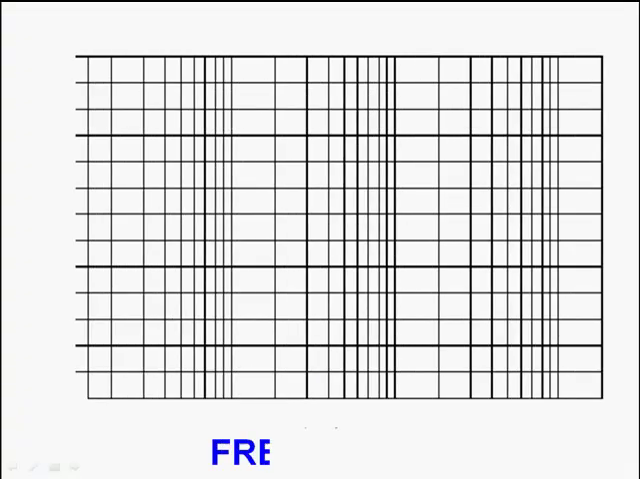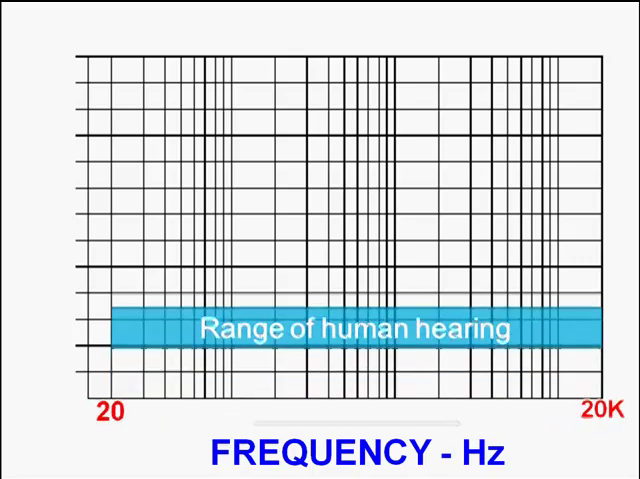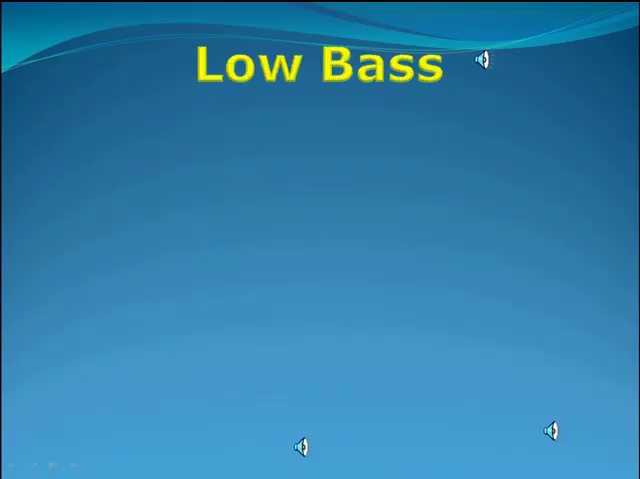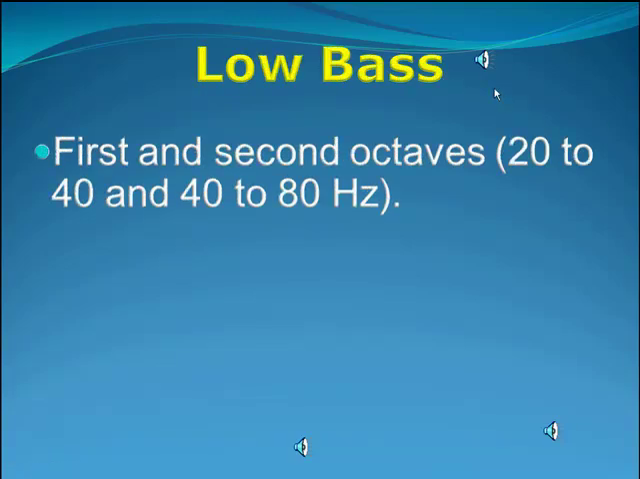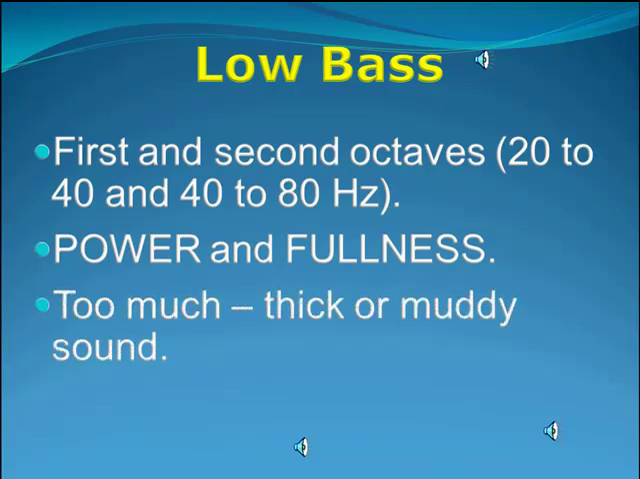Let's see what these 5 bands of frequencies look like graphically. The range of human hearing we see is 20 Hz to 20,000 Hz. The first and second octaves go from 20 to 40 Hz and from 40 to 80 Hz. We call this band the low bass. Now 20 and 40 Hz are a bit difficult to hear on the computer, but 80 Hz sounds like this. Low bass provides us a sense of power and fullness, but too much can sound thick or muddy.